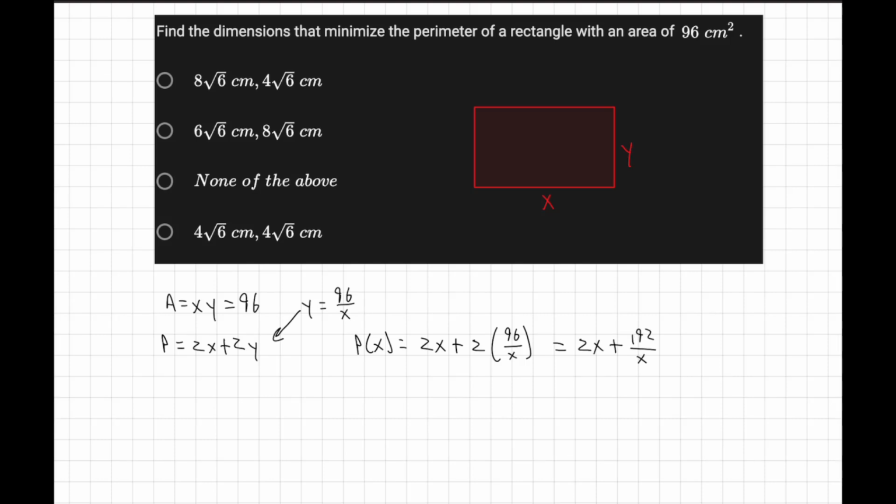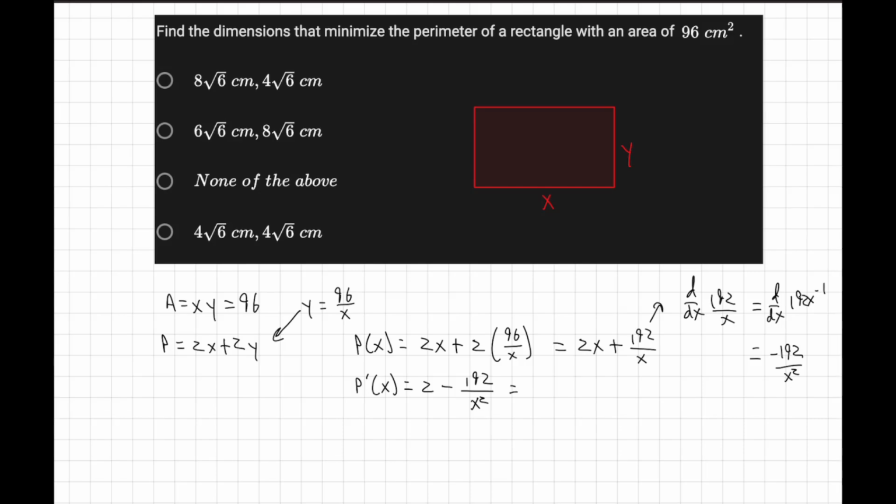Now what we need to do is find the critical point for the perimeter function. So we need to take the derivative. We have P prime of x is equal to 2 plus, and let's do the derivative of 192 over x. So d over dx of 192 over x is the same thing as writing the derivative of 192 x to the negative 1, which can be written as negative 192 over x squared. So instead of plus here, we actually have a minus. So it's minus 192 over x squared.